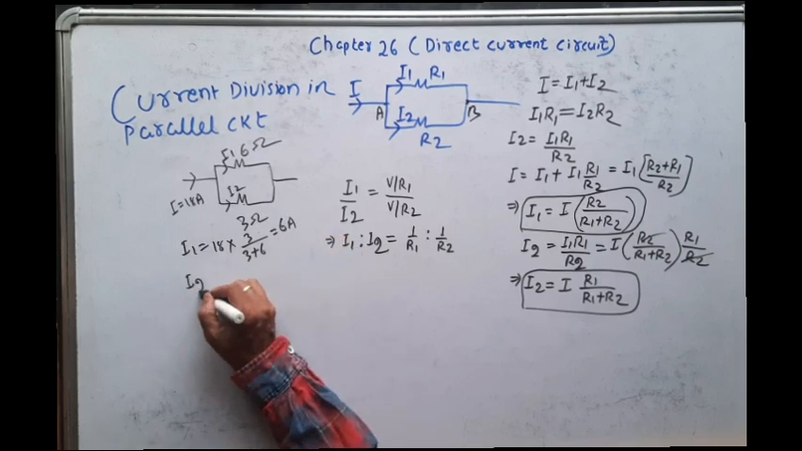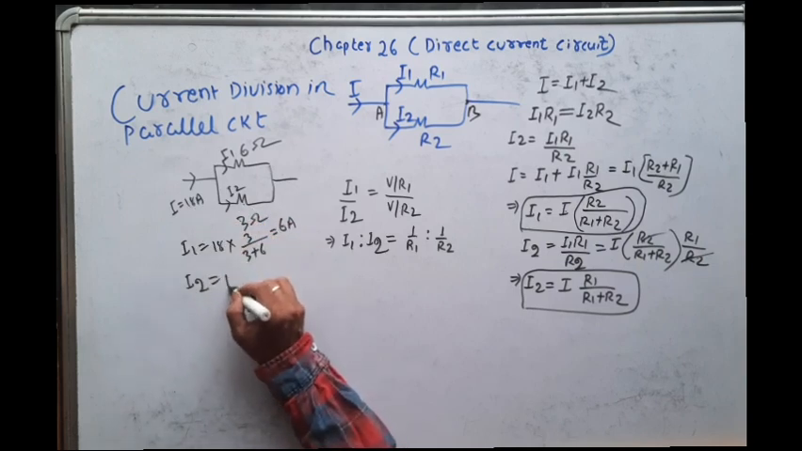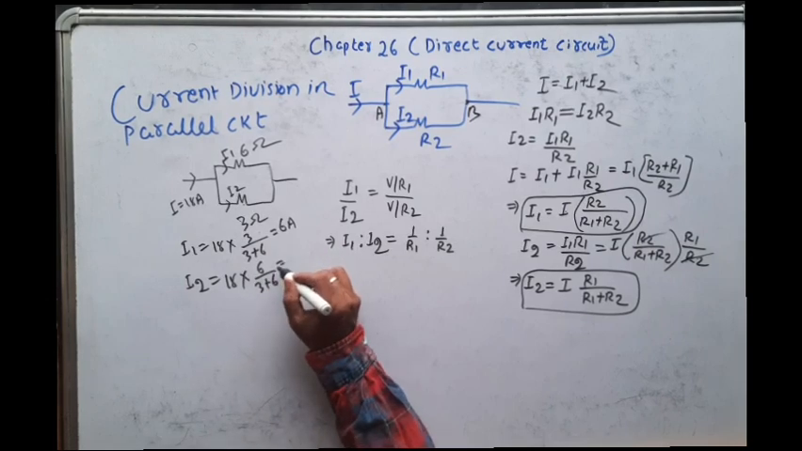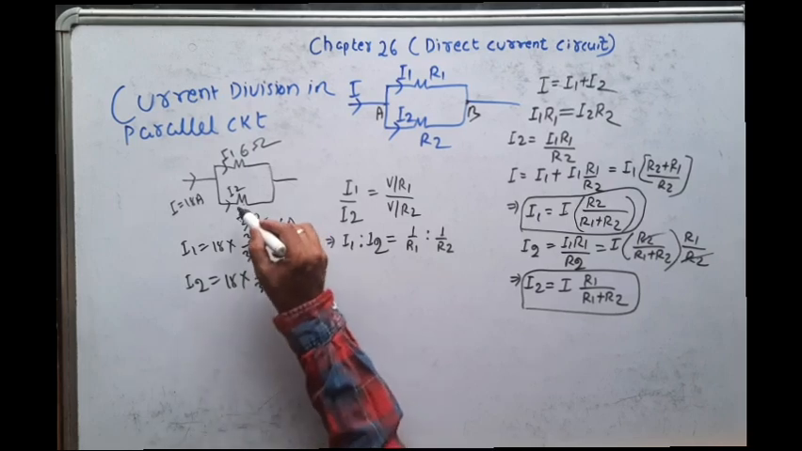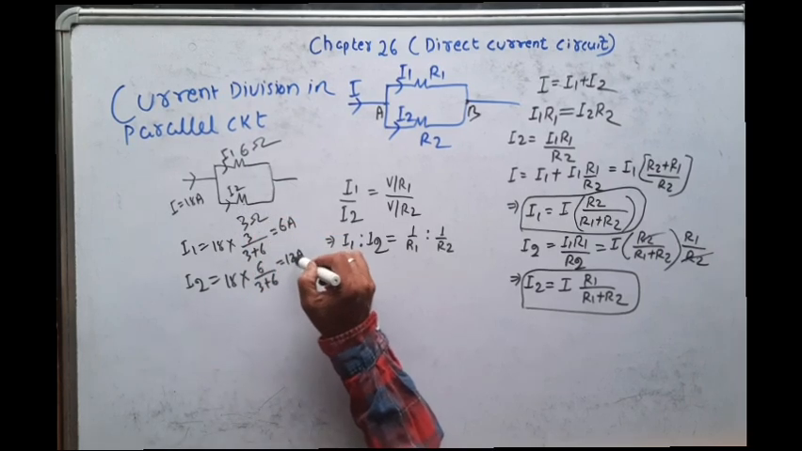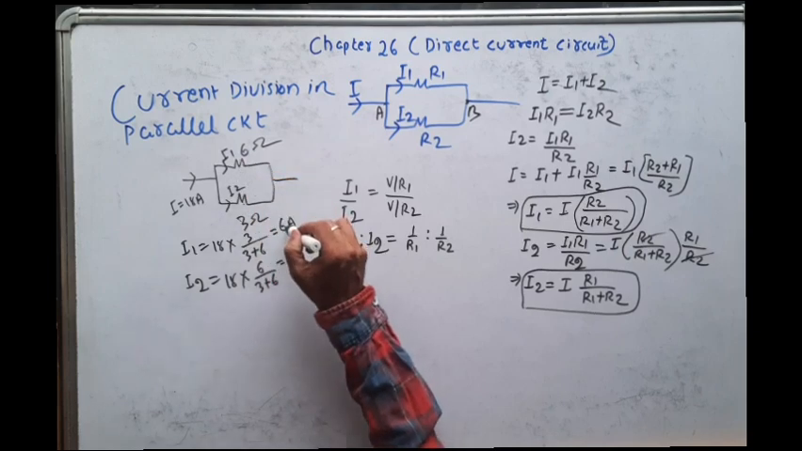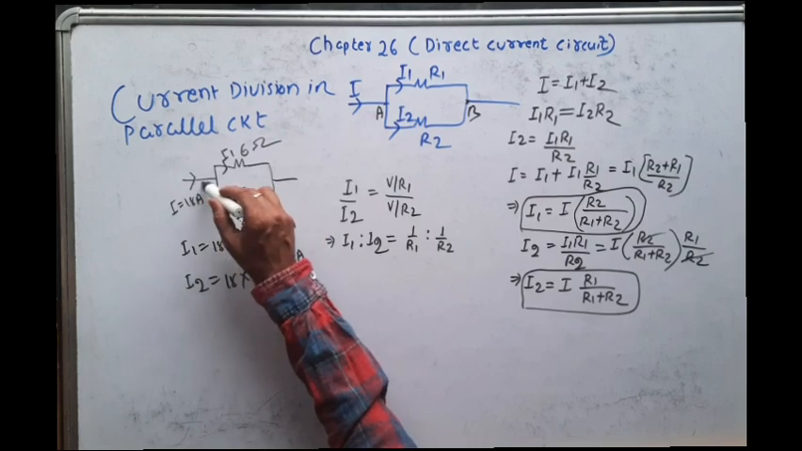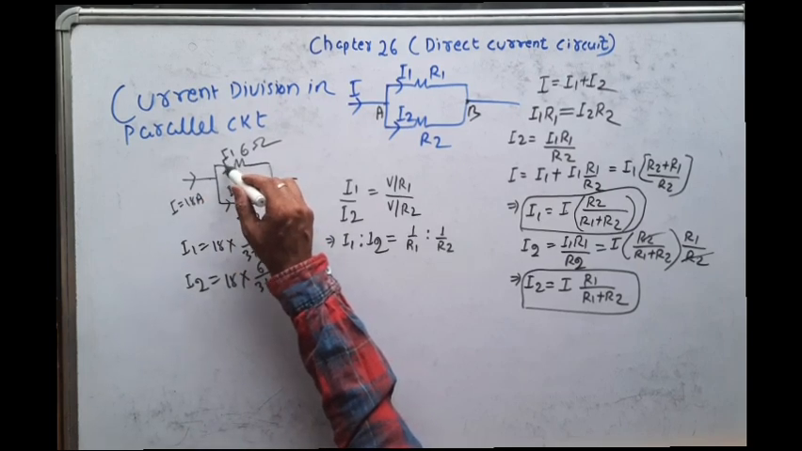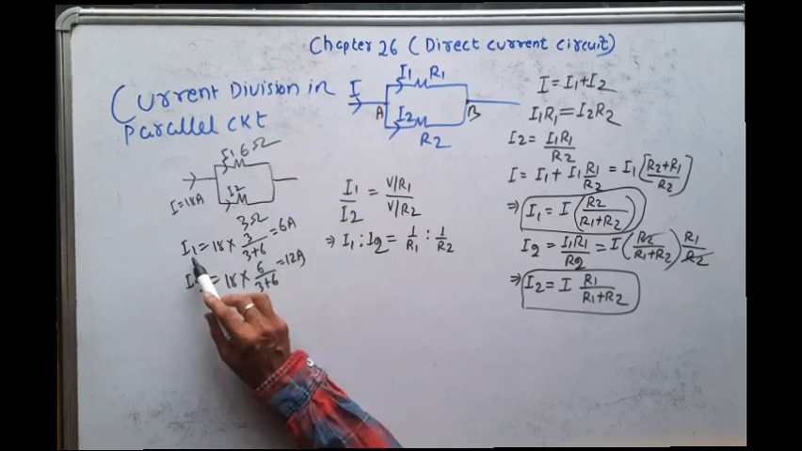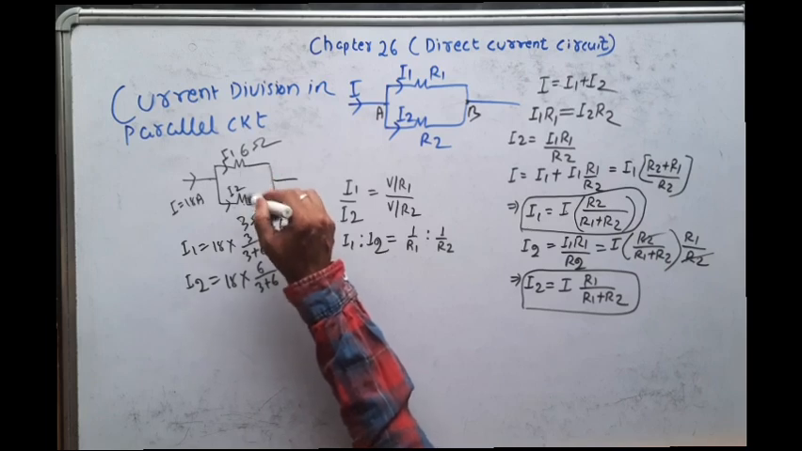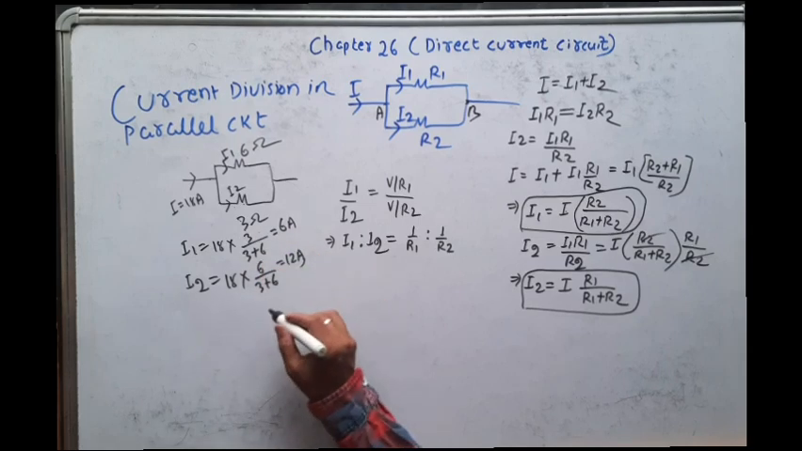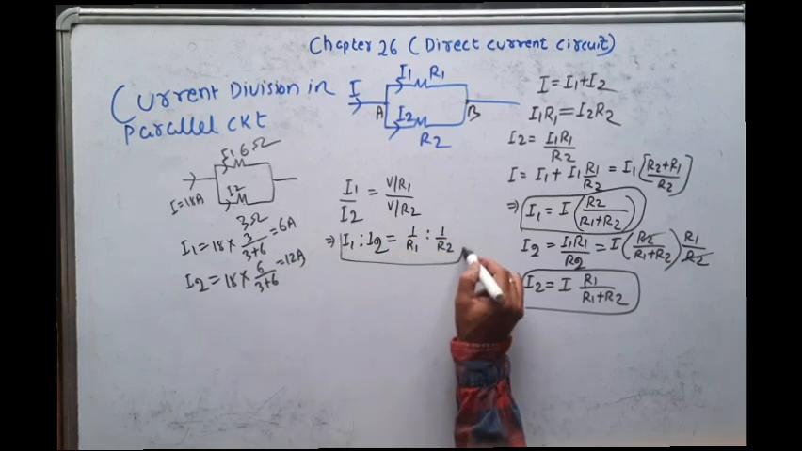Then what is the current through the second branch, I2? It is the total current 18 into the opposite side resistance, that is 6 by 3 plus 6, which is equal to 12 ampere. You see, the current in the 3 ohm resistor is 12, the current in the 6 ohm resistor is 6 ampere. And if we apply KCL, the incoming current is 18, the outgoing current is 6 plus 12, that is 18. So current divides in inverse proportion to the resistance. If resistance is less, current will be more. In this way, how will you solve this problem according to this formula?